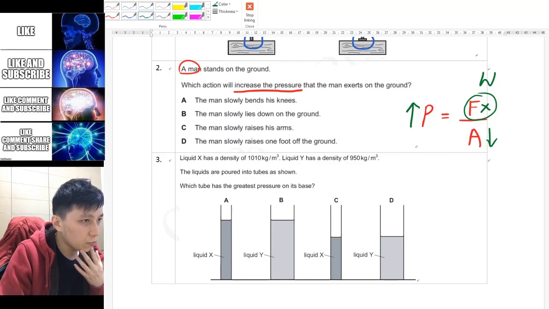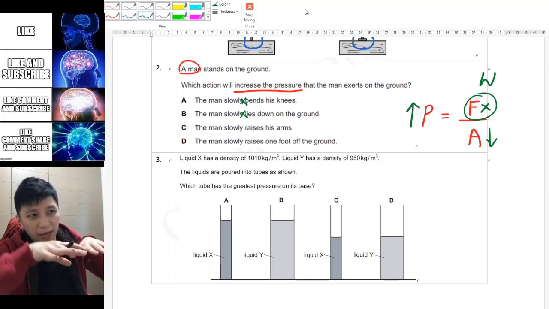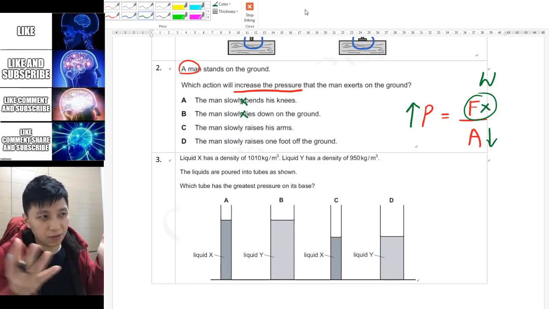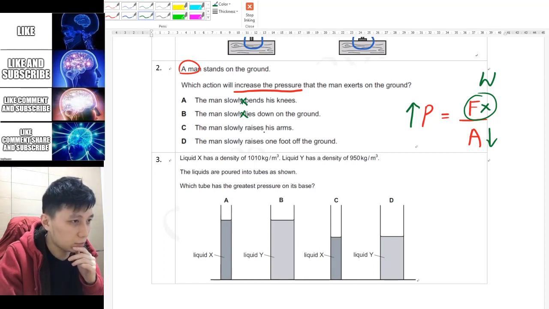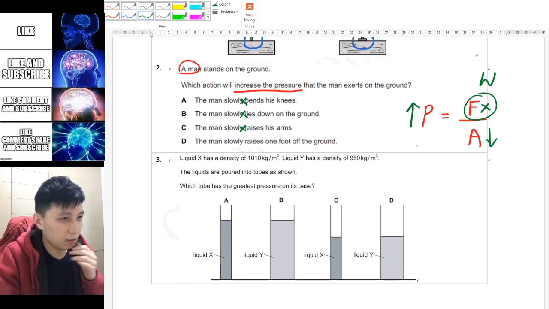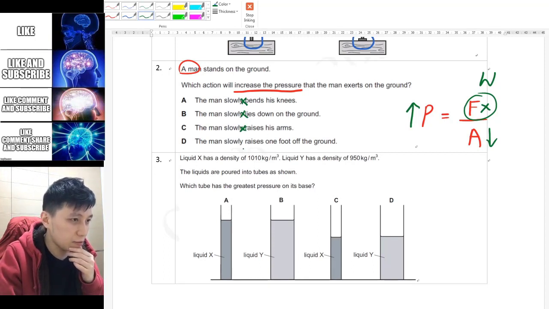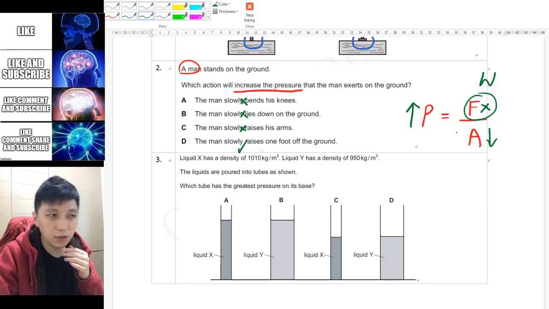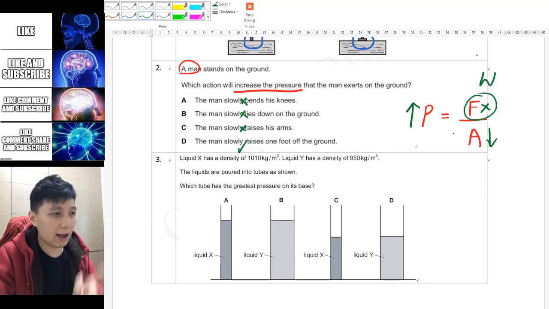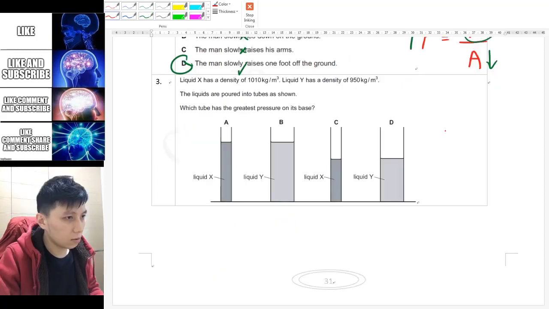So it should be not lying down. Bend the knees is not useful. If you are still standing, bend the knee is just the same contact area. Rise is nothing to do with the ground. Raising 1 foot, yeah, that would reduce the area by half, and so increase the pressure by double. So the answer is D.